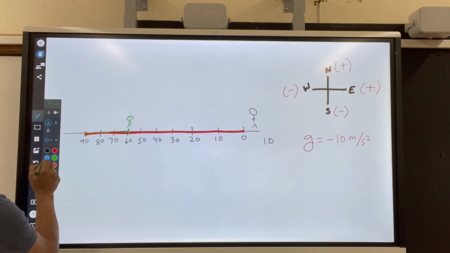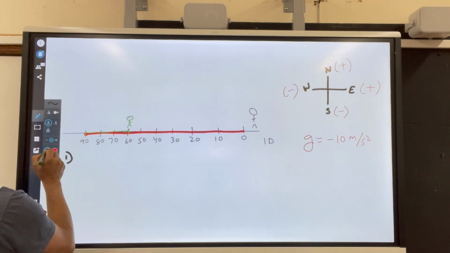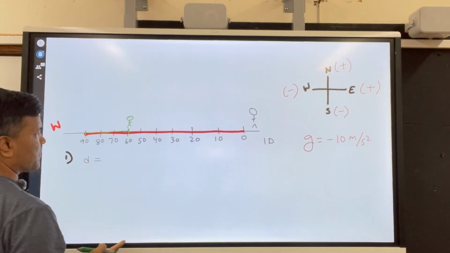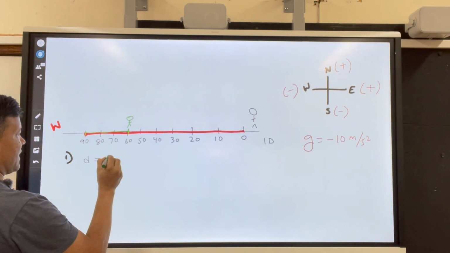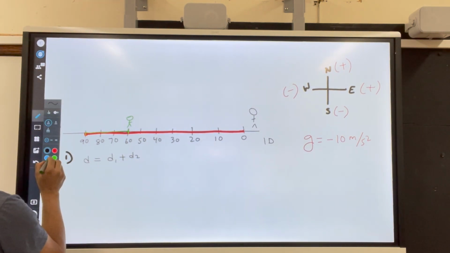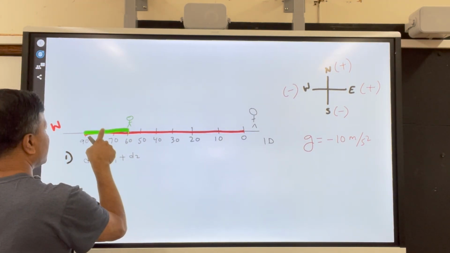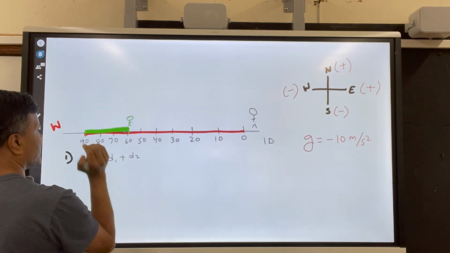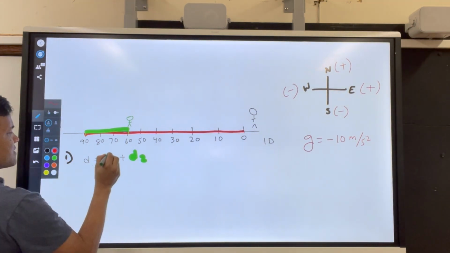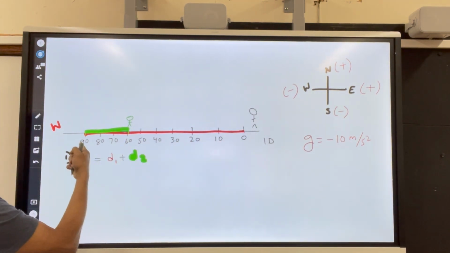So we want to do a few things. We want to do number 1, distance. So the distance is, I'm going to find the distance. Distance is, you can say d1 plus d2. Of course, you can make d2 green, right? I'm going to make d2 green, and I'm going to make d1 red. D1 red.